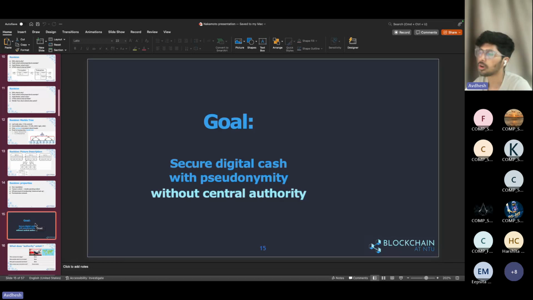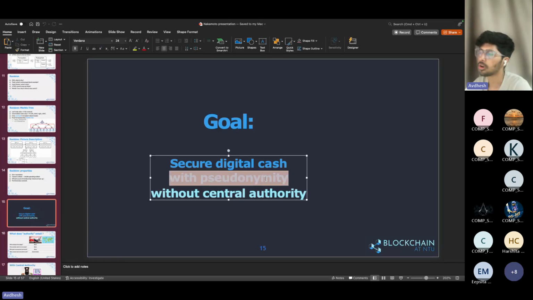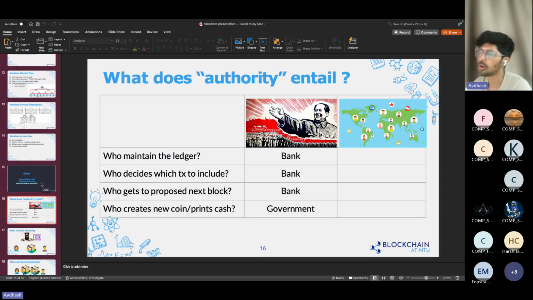So now we did pseudo-anonymity, and we also did digital cash and secure cash using cryptography and data structures. Now we'll learn more about authority and what it means to have the phrase 'without any central authority'. I'll just take a sip of water.